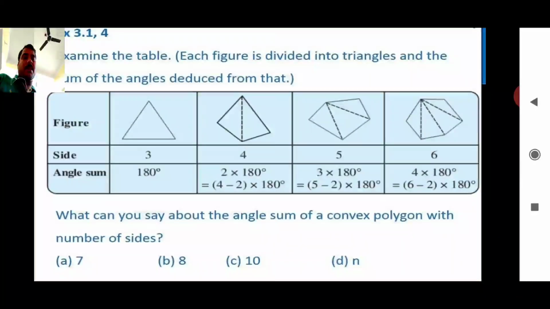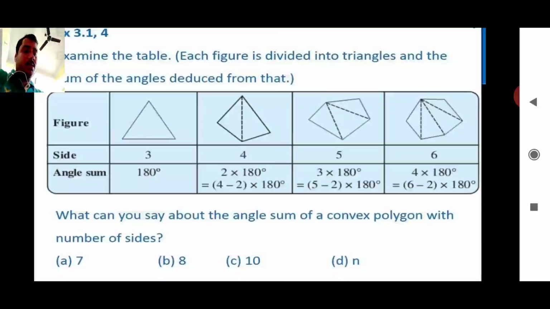Fourth question: examine the table. Each figure is divided into triangles and the sum of the angles deduced from that. Here the figures are triangle, then quadrilateral, then pentagon, then hexagon, with sides 3, 4, 5, 6. Angle sum: you know the angle sum of a triangle is 180, and for a quadrilateral it is 4 minus 2 into 180. Here, 4 minus 2 means number of sides 4 minus 2, into 180. Here the sides are 5, so 5 minus 2 into 180. Here the sides are 6, so 6 minus 2 into 180.